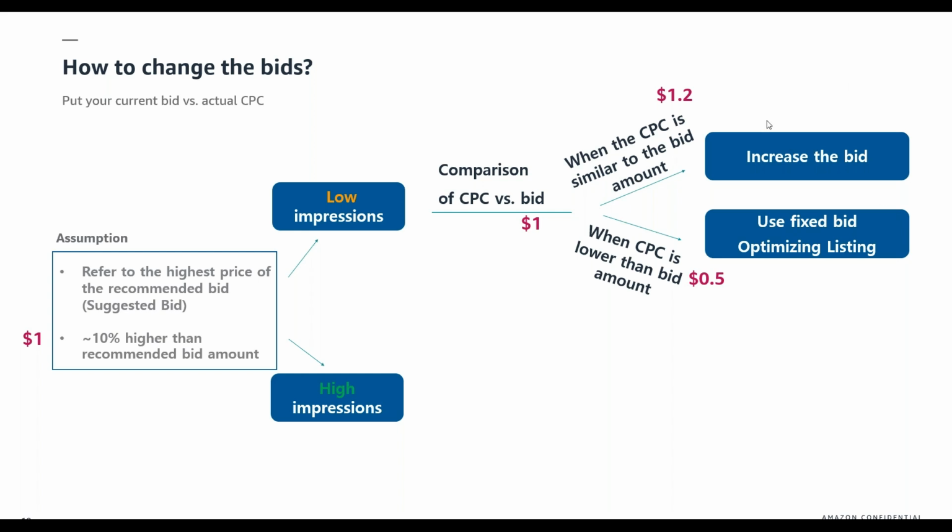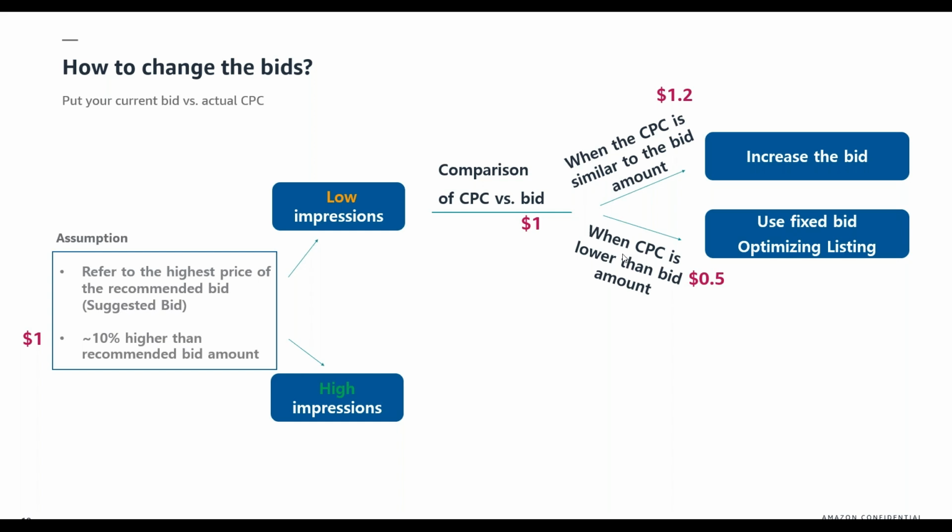That's why you're not getting any impressions. You could increase the bid. If the CPC is lower than your bid amount, at 50 cents, this could also mean that you're not getting good enough impressions, but CPC is lower, so how come I'm not winning? The issue could actually be your listing. It means that the Amazon algorithm doesn't think that your listing is relevant. That's why they are not serving your ad to the people that you want to see your ad, and that's why CPC is still lower than your bid amount.